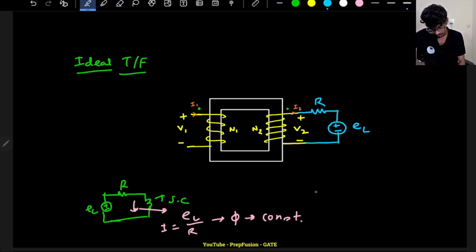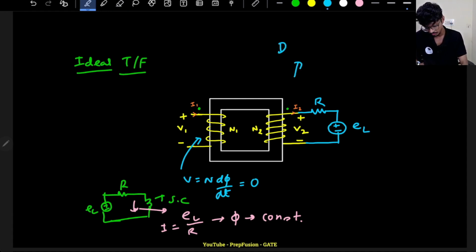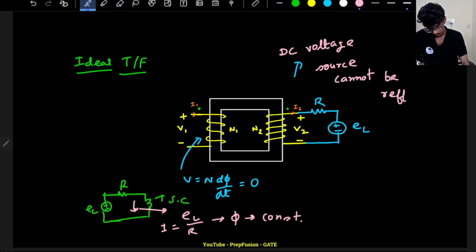If it is not time varying, what will happen? That basically means that there will not be any induced EMF here. So here V equals N d phi by dt, no induced EMF because flux is constant. If flux is constant, voltage induced will be 0. So we cannot refer a DC voltage source. So the important point is that a DC voltage source cannot be referred.